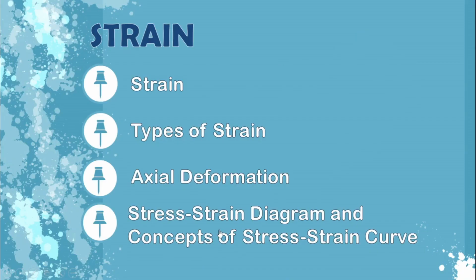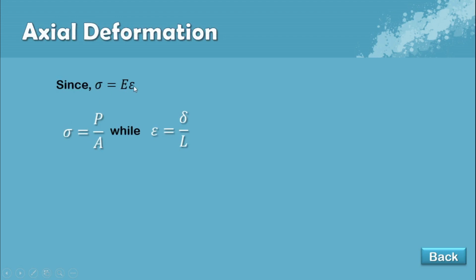Let us now go to the axial deformation. Stress is equal to E multiplied by strain, which is represented by epsilon, where stress is equal to P over A, while strain is equal to the delta, or the deformation, over the original length. We have the formula here for finding the deformation of a material. Total deformation is equal to the applied load multiplied by length over cross-sectional area multiplied by modulus of elasticity.